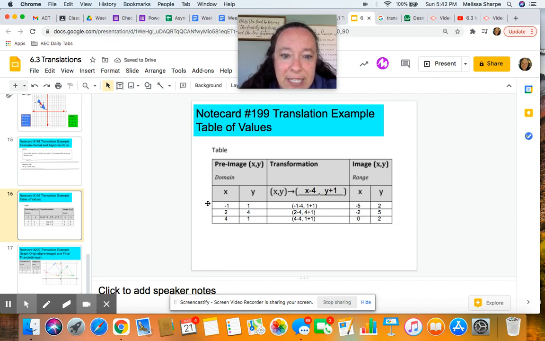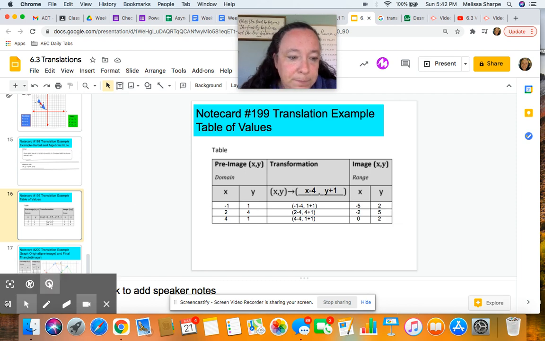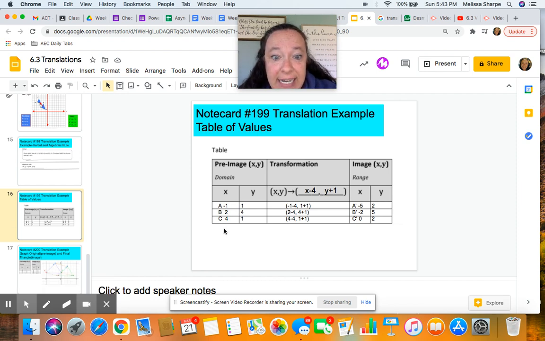So like this is A, B, C. This would be A prime, B prime, and C prime. All right, so I just went in and added the A, B, and C here, just so you know those are the points, and then the A prime, B prime, and C prime. These are just the ordered pairs. I could put parentheses around them, make them look beautiful, and all of that. So that's note card 199. So finish up your table of values.